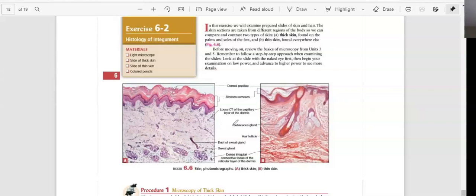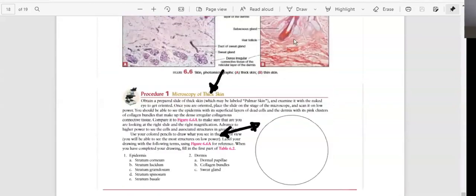Now remember, this is not the same thing, right? This is skin, but different areas, right? This is probably keratinized, as you can see in there, and probably this one is going to be non-keratinized. Okay, so then we scroll down right here. Here's where you're going to make the drawings of the skin after you see that in the slide.